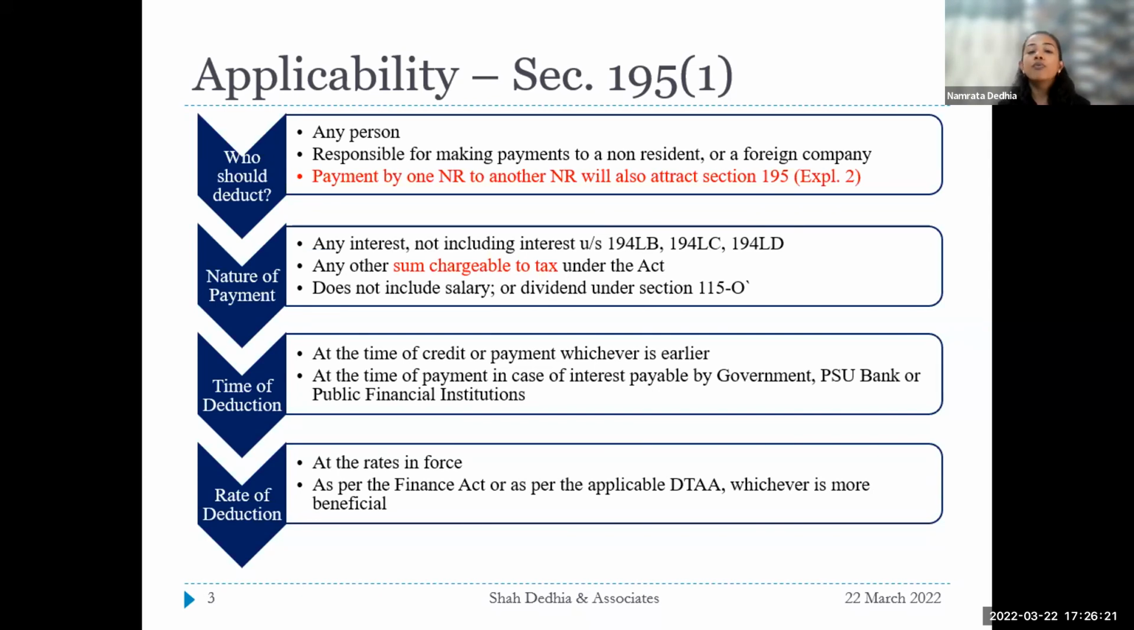So when we say, of course, we are talking about rate of deduction right now, but when we say provisions of the Act or DTAA, it starts from the point of taxation itself. We will evaluate whether a particular payment is taxable under the Act or not, under the DTAA or not. If taxable under either or both, what are the rates of tax, and then conclude as to what should be the final treatment for that.